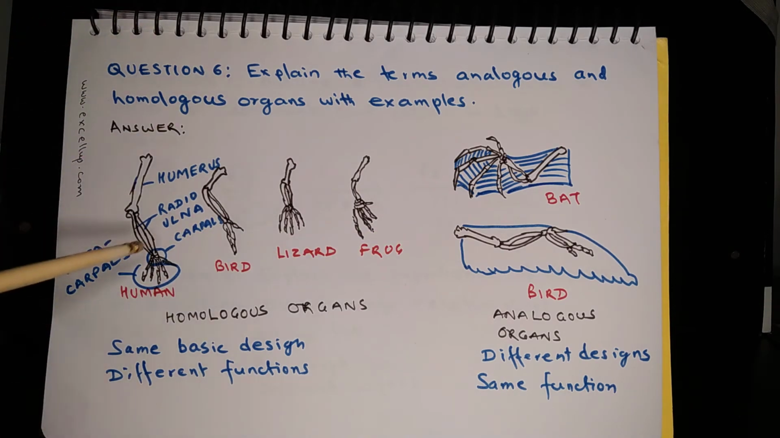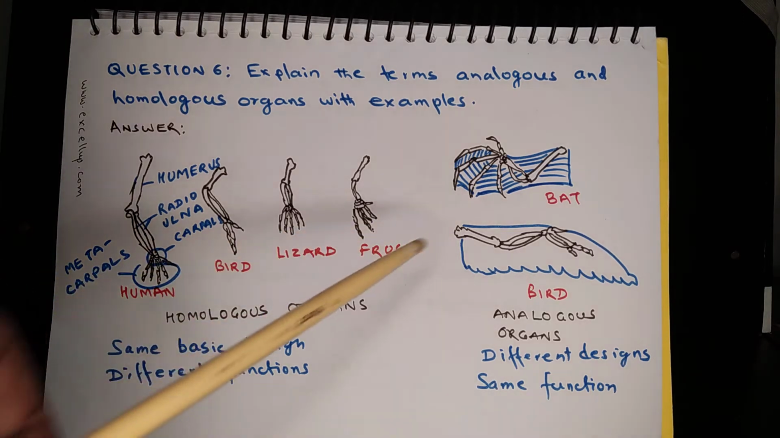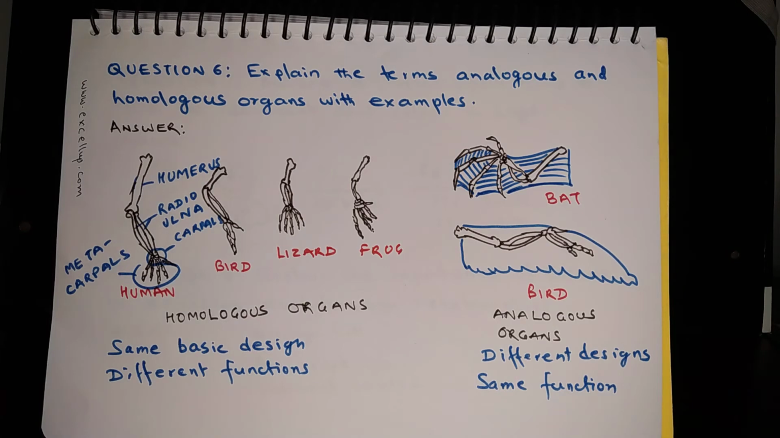In human beings, the forearm is not used for locomotion. We use our arms for handling tools, but in birds, the forearms are modified into wings, so they are a flight adaptation. In lizards and frogs, the forearms are used for locomotion. So they serve different purposes but have the same basic design, and that is why they are called homologous organs.